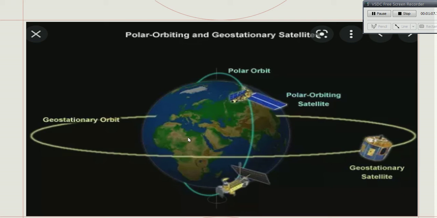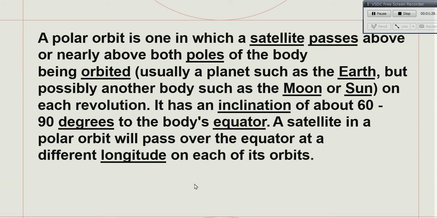Okay, no confusion. Its orbit is called polar orbit. This polar satellite orbit is called polar orbit. And let's recall, the orbit of a geostationary satellite is called what? Parking orbit. Clear? So this is the polar orbit. The satellite which is placed here is called a polar satellite.